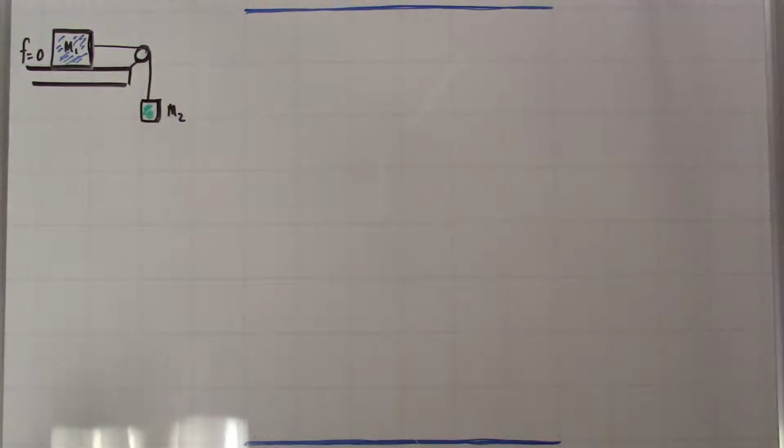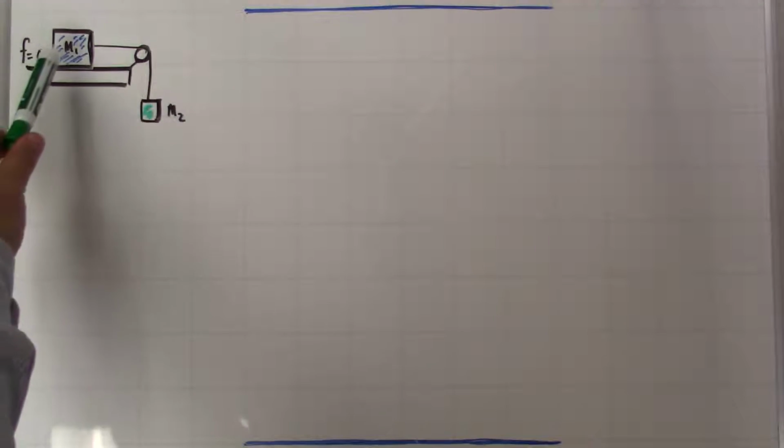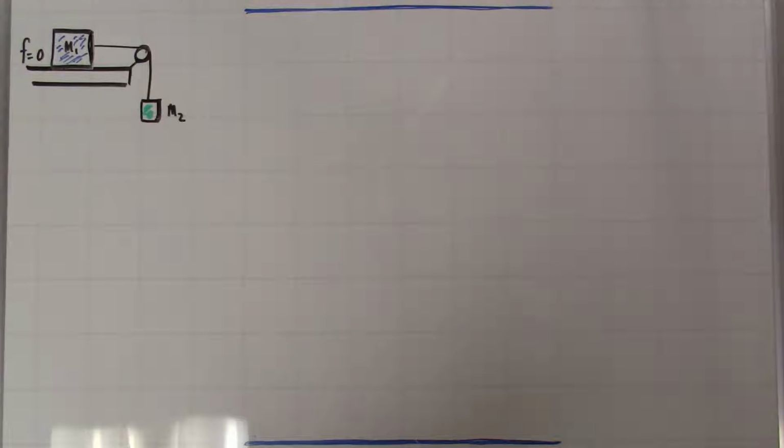Today we're going to do the modified Atwood's machine problem. The modified Atwood's machine problem has a block sitting on a frictionless surface attached to a string that's over a pulley. There's no friction for the pulley to spin, but there's enough friction to keep the string tight on the pulley. The first thing you want to do is draw two force diagrams, one for the block on the table and then the one for the hanging block.